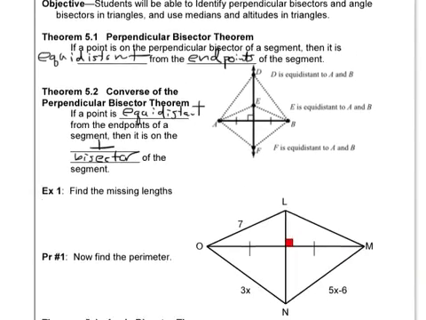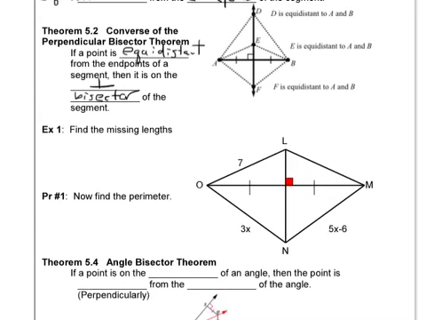Okay, so take a look here. It looks like we have a segment that is bisected into two equal parts, and it's perpendicular to this line LN. So this line LN must be the perpendicular bisector. That means we should be able to find the missing lengths. So this should be 7. And these two lengths, 3x and 5x minus 6, should equal each other. So let's just set those equal. 3x should equal 5x minus 6.